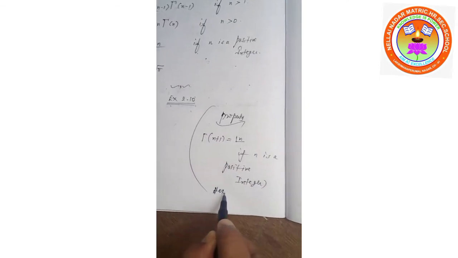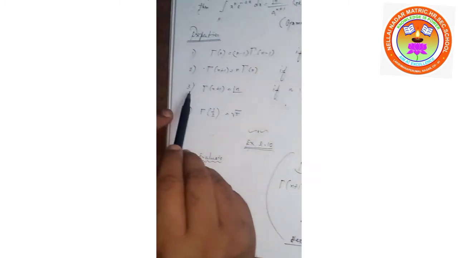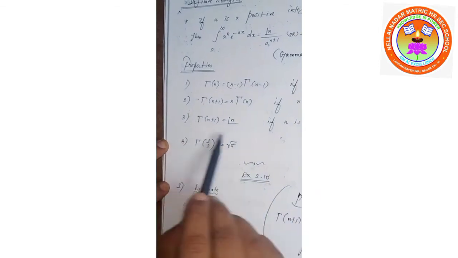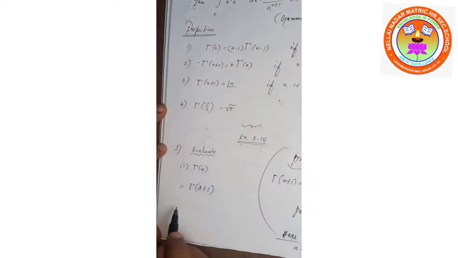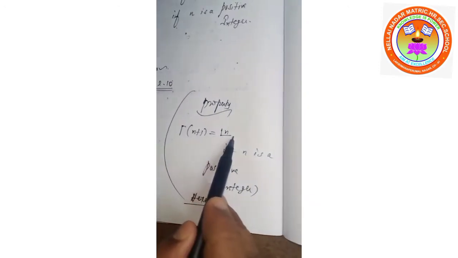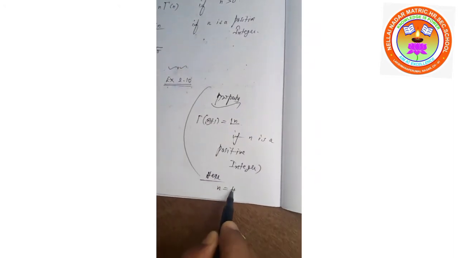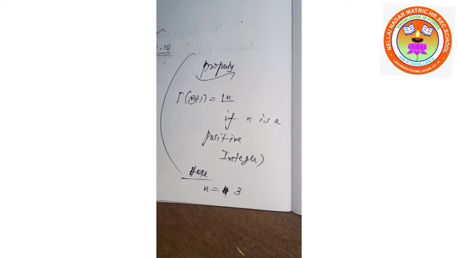Actually we applied the third property, not the fourth one, third property, remember. Now what is the right hand side of the property? Factorial n. Compare these two. What is the value of n, please? I have written here n equals 3, not 4.